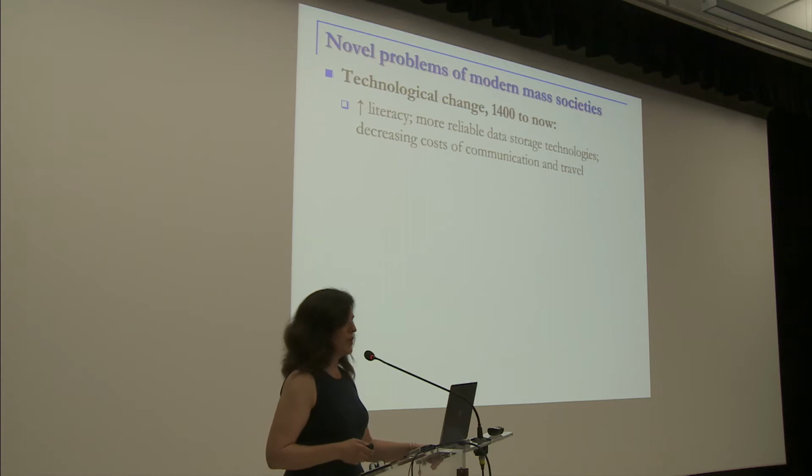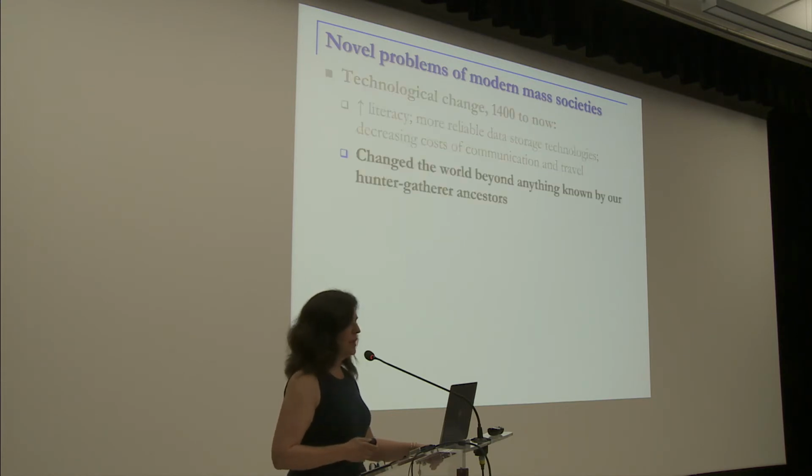So then, are these methods of inference that have been used, logic, probability, etc., rational? On the functional view of rationality, it depends on what they're for. These specialized and historically recent tools are well designed for achieving very specific goals that are evolutionarily recent, like producing scientific knowledge, understanding markets, and guiding behavior in mass societies. From the 1400s to the present, there's been massive technological change with increasing literacy, more reliable data storage technologies like books, decreasing costs of communication and travel that changed the world beyond anything known by our hunter-gatherer ancestors.